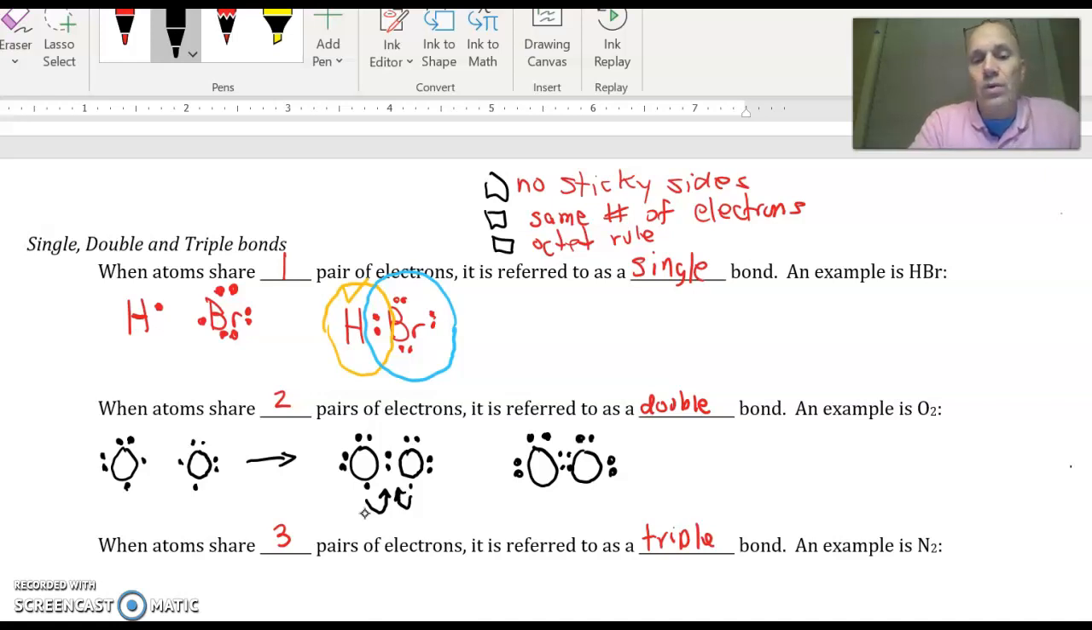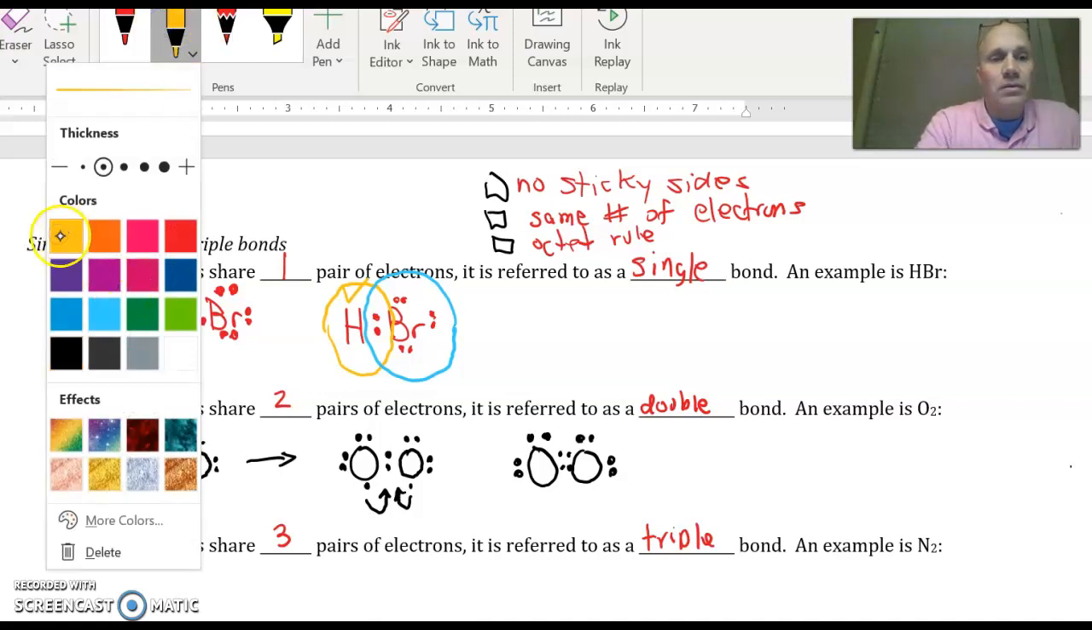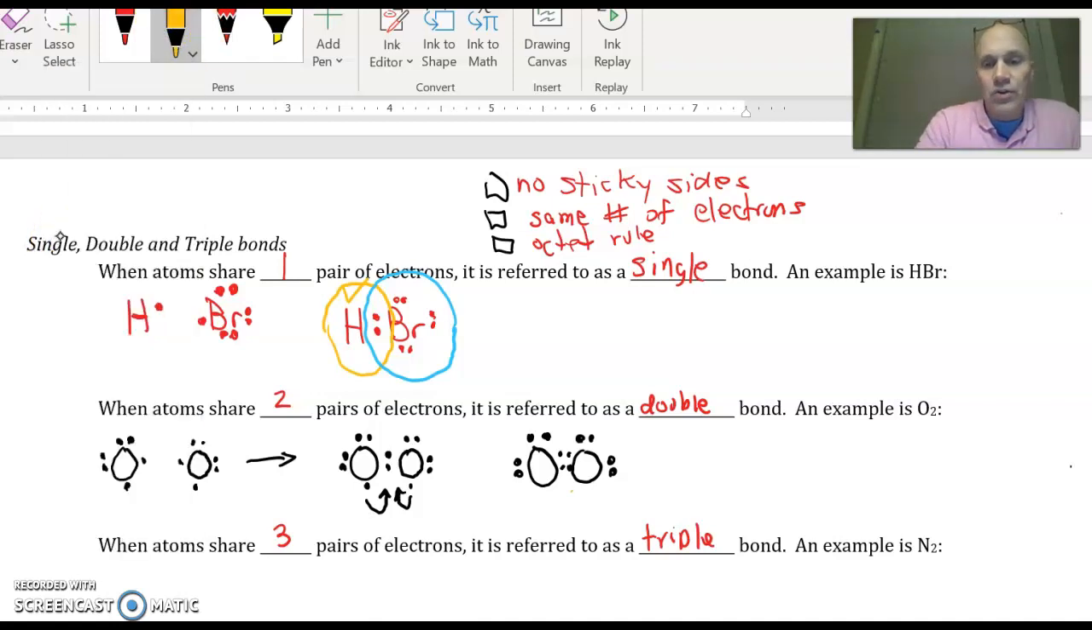So if we're going to check our work, let me get a pen right here. I'm going to circle this oxygen atom right here. If we're checking for the octet rule now, you can see we have 2, 4, 6, 8. So it now satisfies the octet rule. We have the same number of electrons. We had a total of 12 in the beginning. We still have 12 total here.